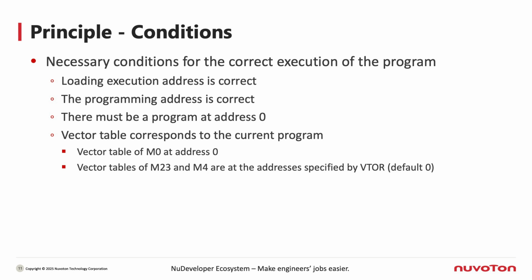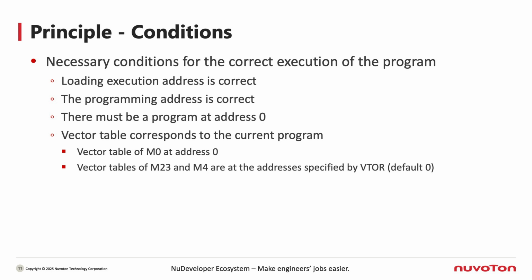We have discussed the loading and execution of programs. You should understand the necessary conditions for the correct execution of the program. First, the loading and execution address must be set correctly. Second, the program must be programmed to the set loading address. Third, ensure that there must be a program at address 0x00000000. Fourth, the vector table must correspond to the current program.